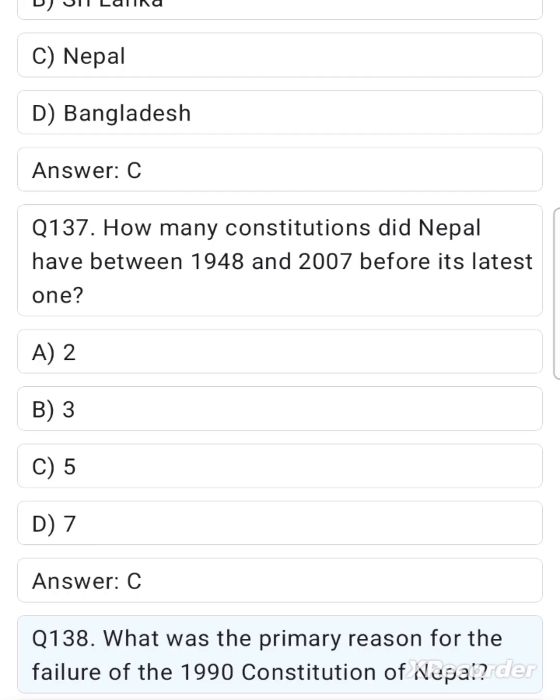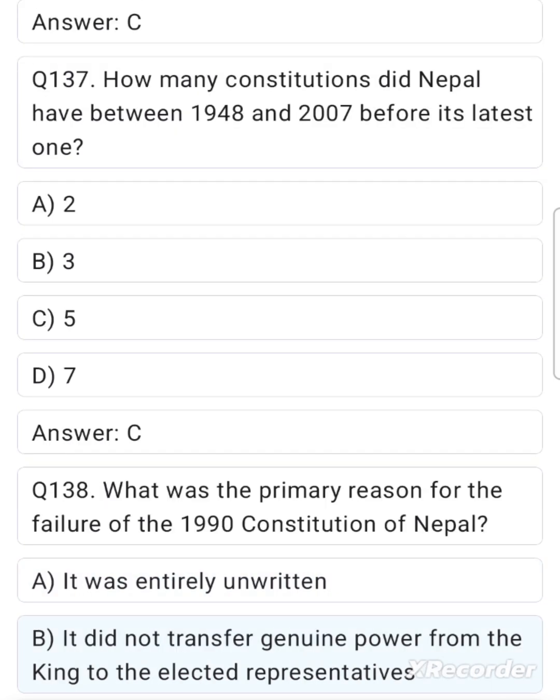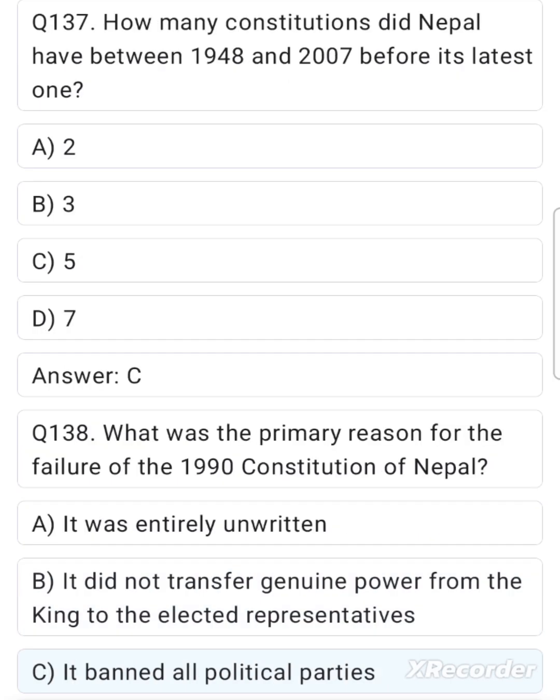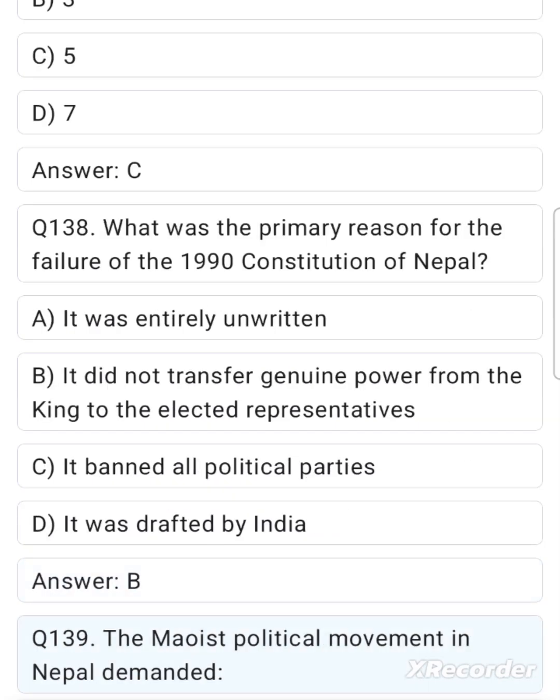Q 138. What was the primary reason for the failure of the 1990 Constitution of Nepal? A. It was entirely unwritten. B. It did not transfer genuine power from the king to the elected representatives. C. It banned all political parties. D. It was drafted by India. Answer B. Q139. The Maoist political movement in Nepal demanded A.